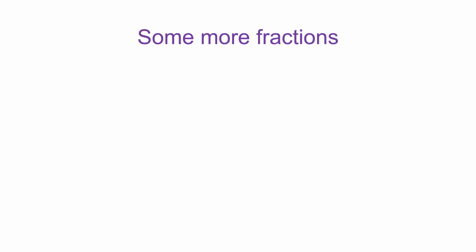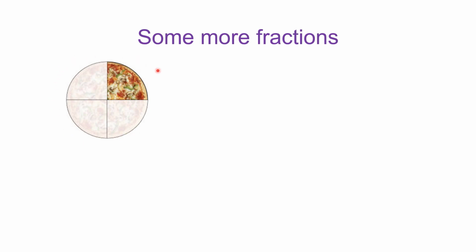Some more fractions. Look at this picture. It is a pizza. It is divided into 4 equal parts, but we can see only one piece of pizza. 1 out of 4 equal parts. So it can be represented as 1 by 4. 1 out of 4 equal parts.